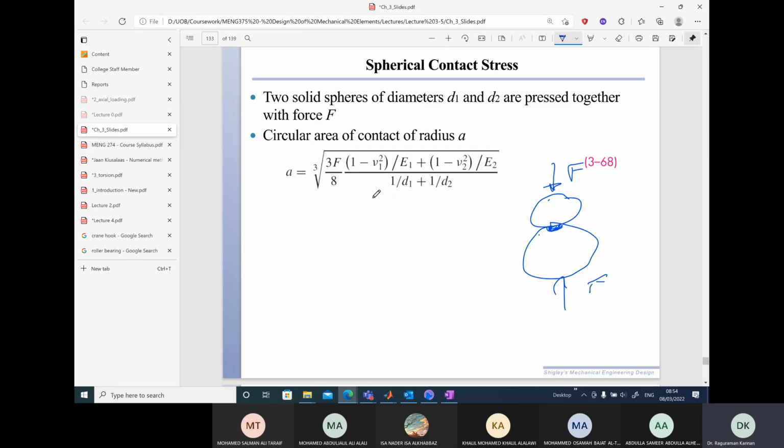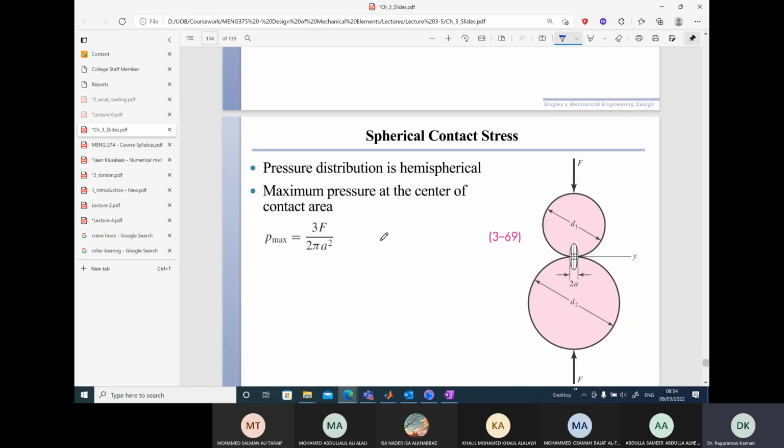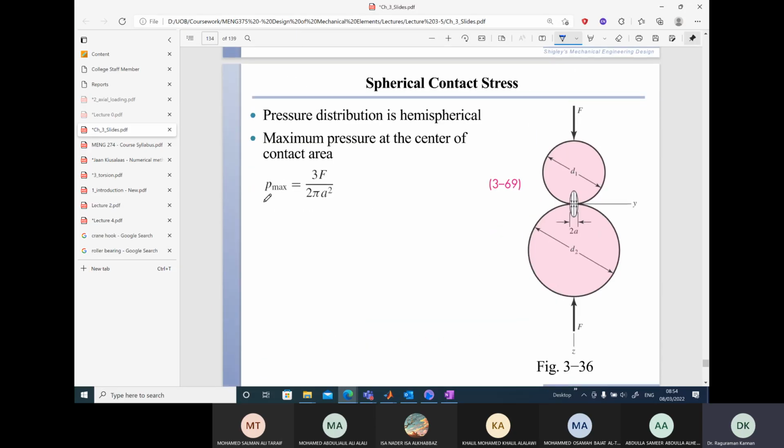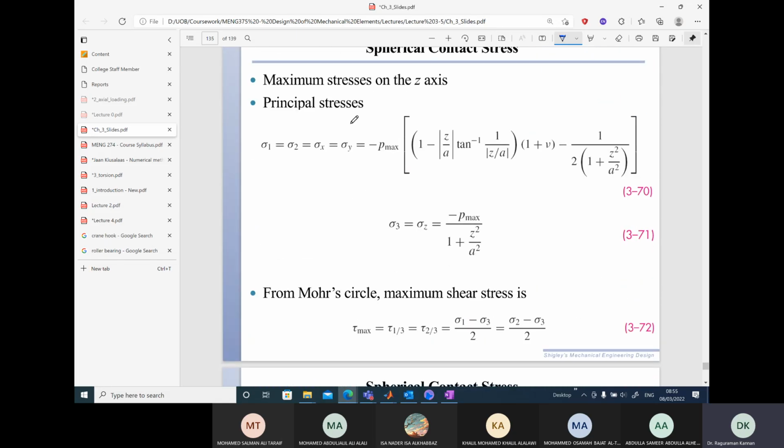Our aim is to evaluate what the stress is in this case. To calculate the stress, first we evaluate the maximum pressure right at the contact surface. This is the maximum pressure based upon the a value. And then the principal stresses are calculated for spherical contact by using these formulas.